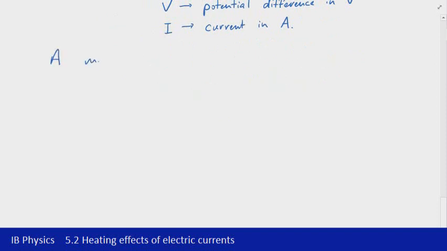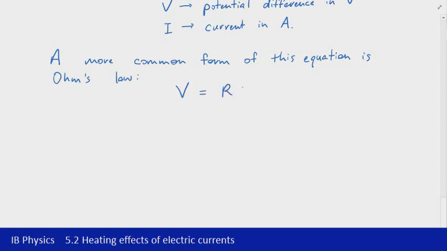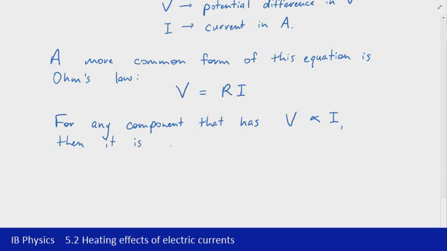A more common form, the way that most people engage with this idea of resistance, is Ohm's Law. So that's just a rearrangement of that equation, and it's expressed in this way: V equals RI, and it just gives us a relationship between the voltage and the current when we're considering a resistance. If we have a component that has that type of relationship, so in other words that has the potential difference across it being proportional to the current, then it's considered to be an ohmic conductor. So if it obeys Ohm's law, it's an ohmic conductor.